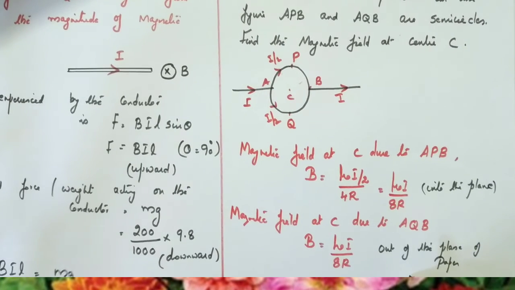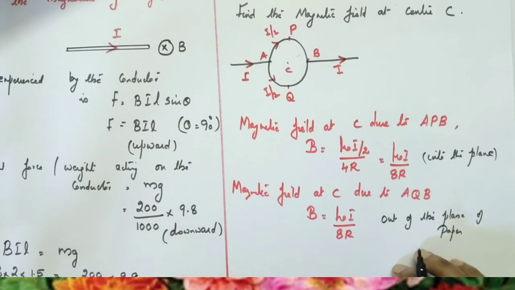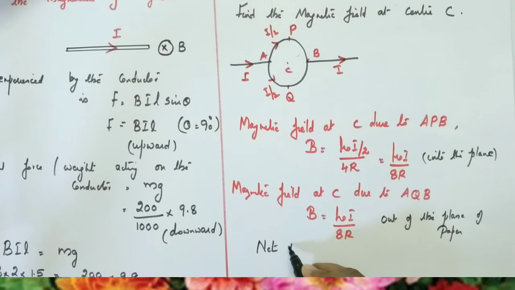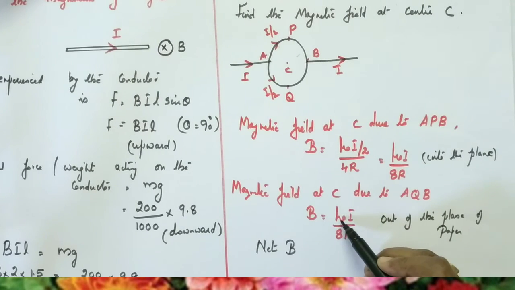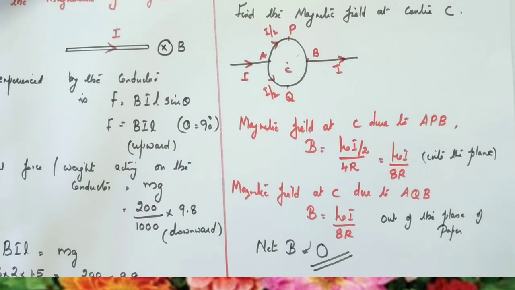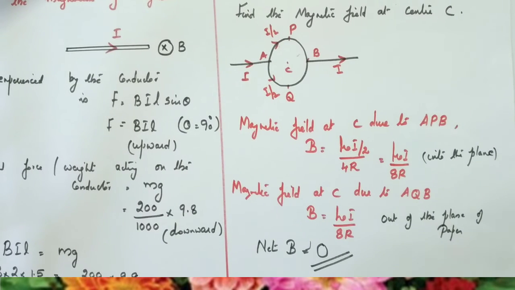Now, what is the net magnetic field? One magnetic field is into the plane and the other is out of the plane, so the net magnetic field is one minus the other. So the net magnetic field equals 0. Magnitude wise both fields are equal, but direction wise they are opposite, and hence the net magnetic field equals 0.